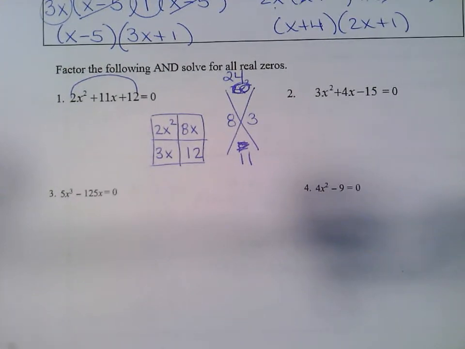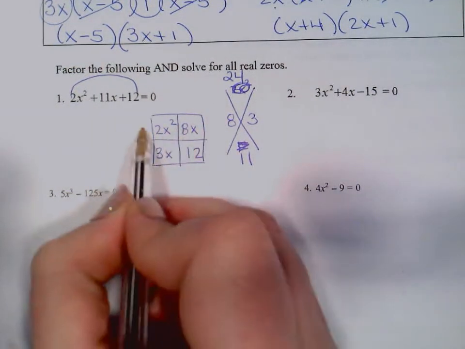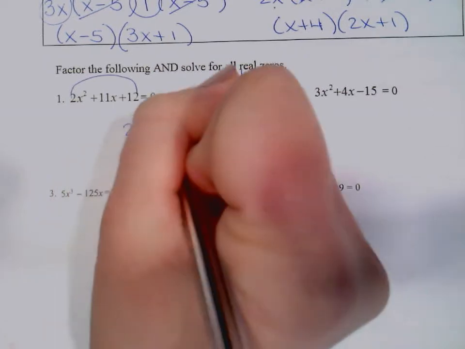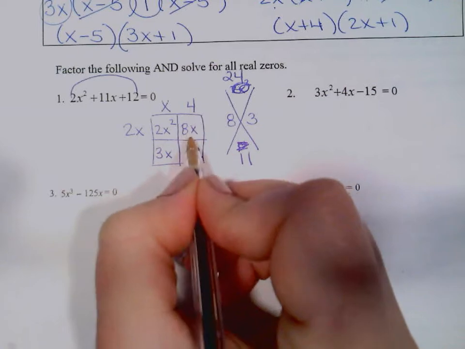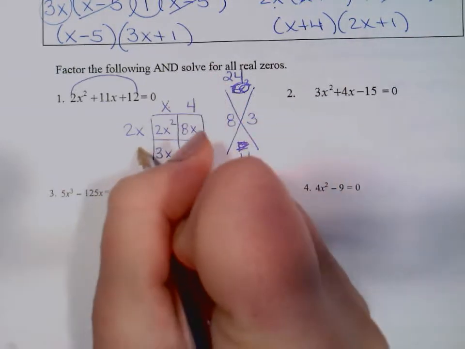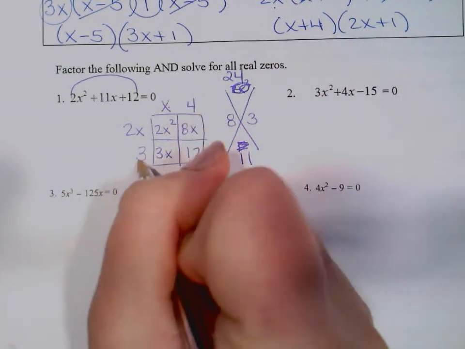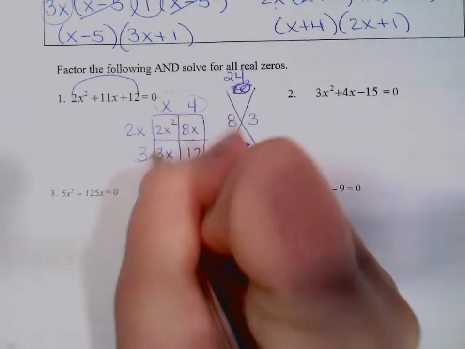Now I'm going to do kind of the greatest common factor. I can get 2x here. 2x times x is 2x squared. 2x times 4 is 8x. x times 3 is 3x. 4 times 3 is 12. There are my 2 factors.